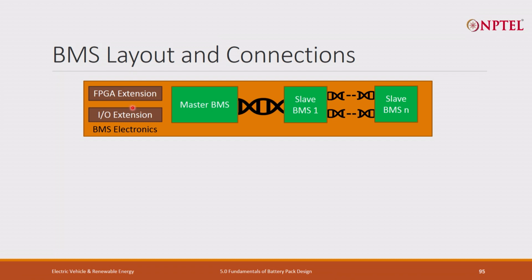So what we have is layout and connections. We have an FPGA. FPGA is nothing but a field programmable gate array. That means it is basically an IC, an integrated circuit chip, and after manufacturing, you can program it, how it should behave, what are the things you want. And then you have input output extension, then BMS electronics, and that comes as a master BMS communicating with the slave BMS, n numbers depending upon your pack size.